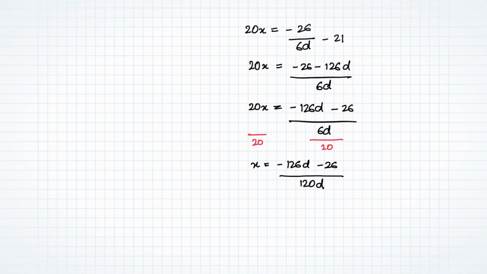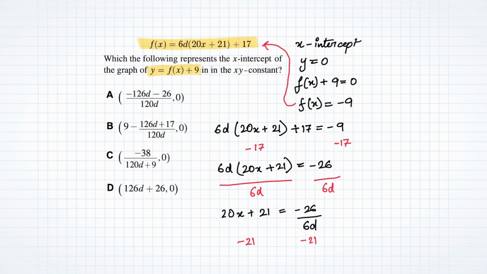So this will be the x-coordinate. Since y equals 0 at the x-intercept, the final coordinate is negative 126d minus 26, all divided by 120d, comma 0. The correct answer is option A. That's how you solve these linear function problems, from finding the slope to figuring out the x-intercept.